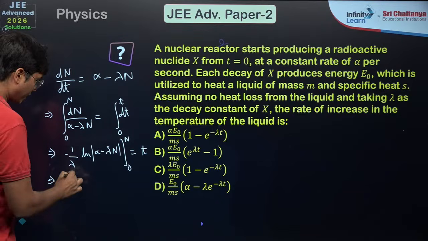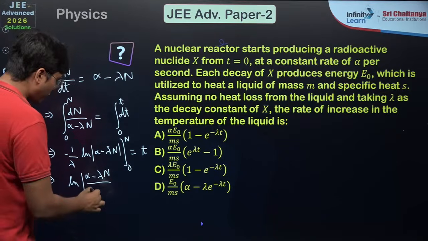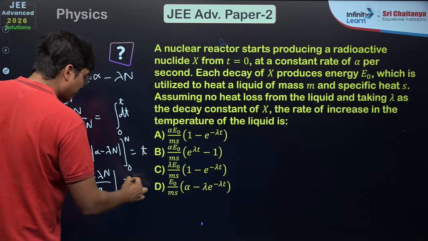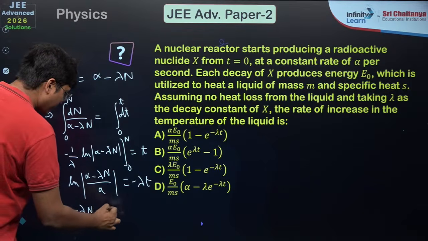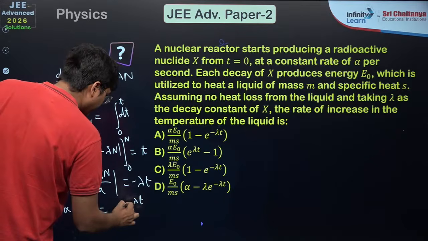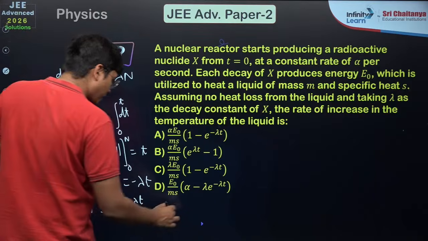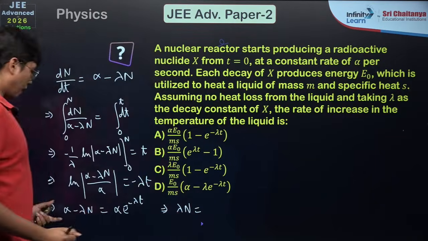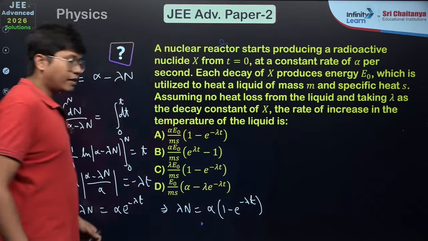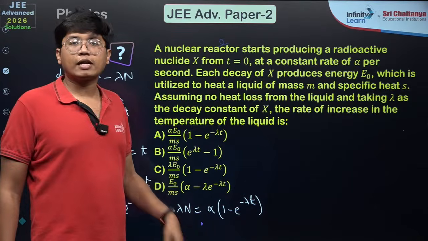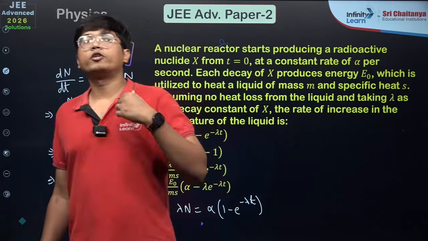Plug the limits in, we get ln of alpha minus lambda n divided by, if I put n equal to 0, I get an alpha, that is cross multiply, minus lambda t. From here we can get alpha minus lambda n is alpha e to the power minus lambda t, or lastly we get lambda n is equal to alpha into 1 minus e to the power minus lambda t. Now I'll not go for n, and lambda n is enough for me because lambda n tells me the rate at which that X is basically decaying, and each decay is what produces the energy E naught.